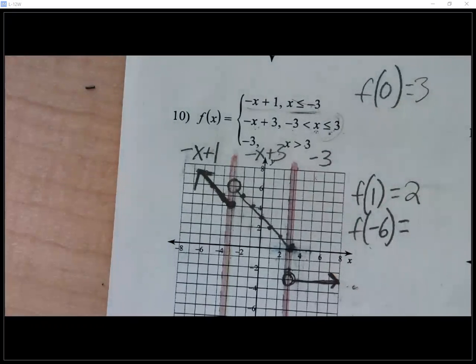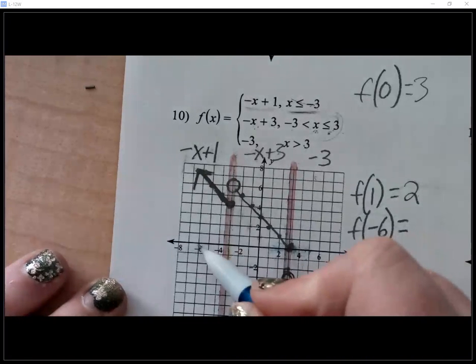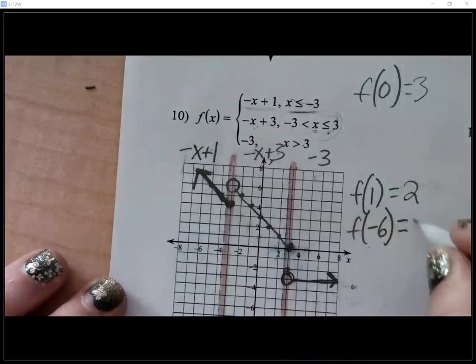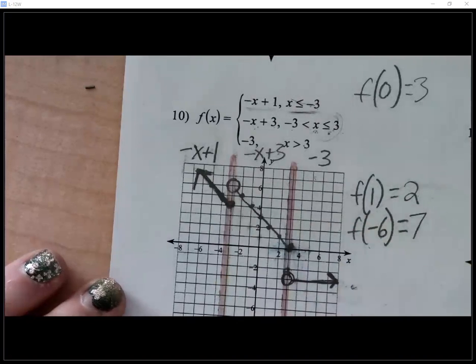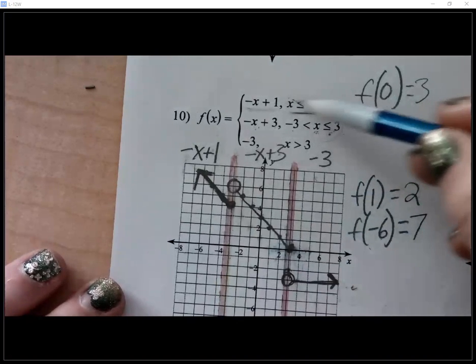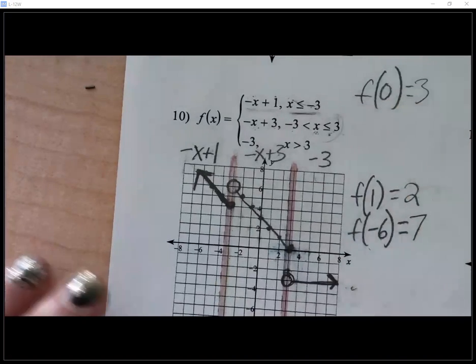I do the same thing. If I want to find f of -6, if I have the graph, I can go to -6 and I can look at where I end up. I think that's +7. But let's confirm. I'll go up to my graph, -6. Oh, -6 fits in the top. So -6 is +6 plus 1, 7. Just like we thought.